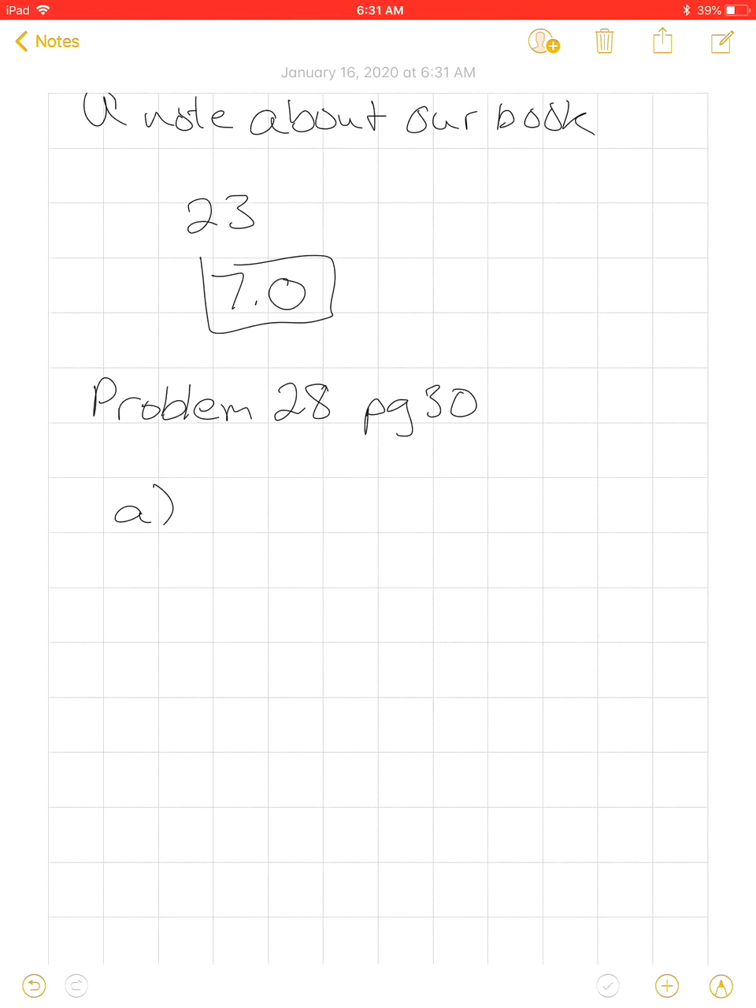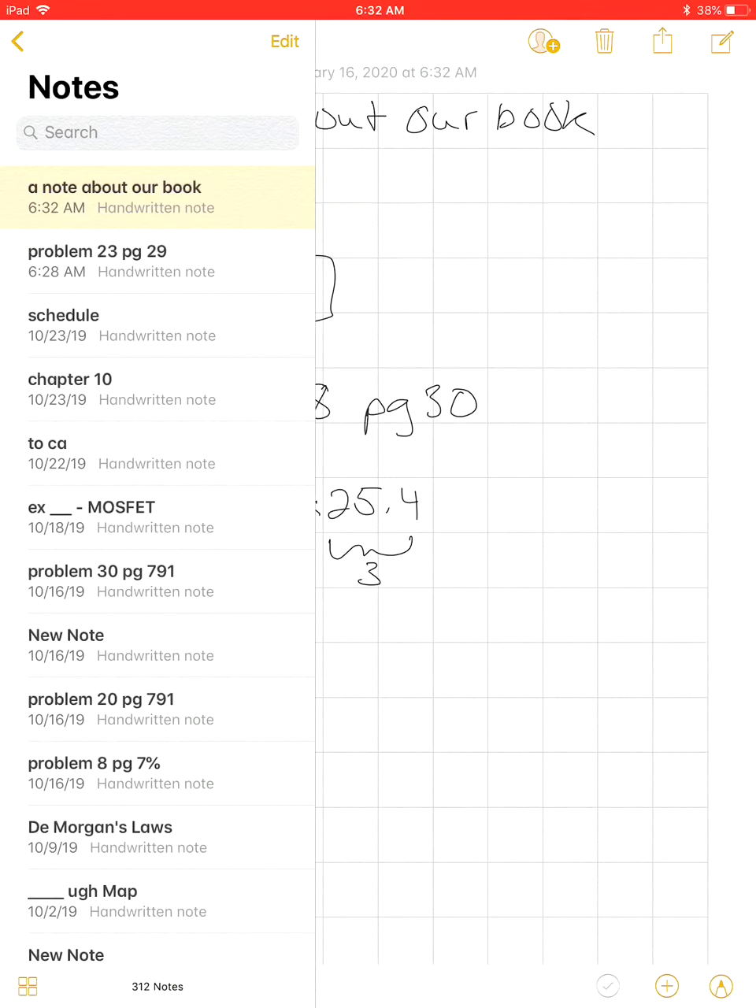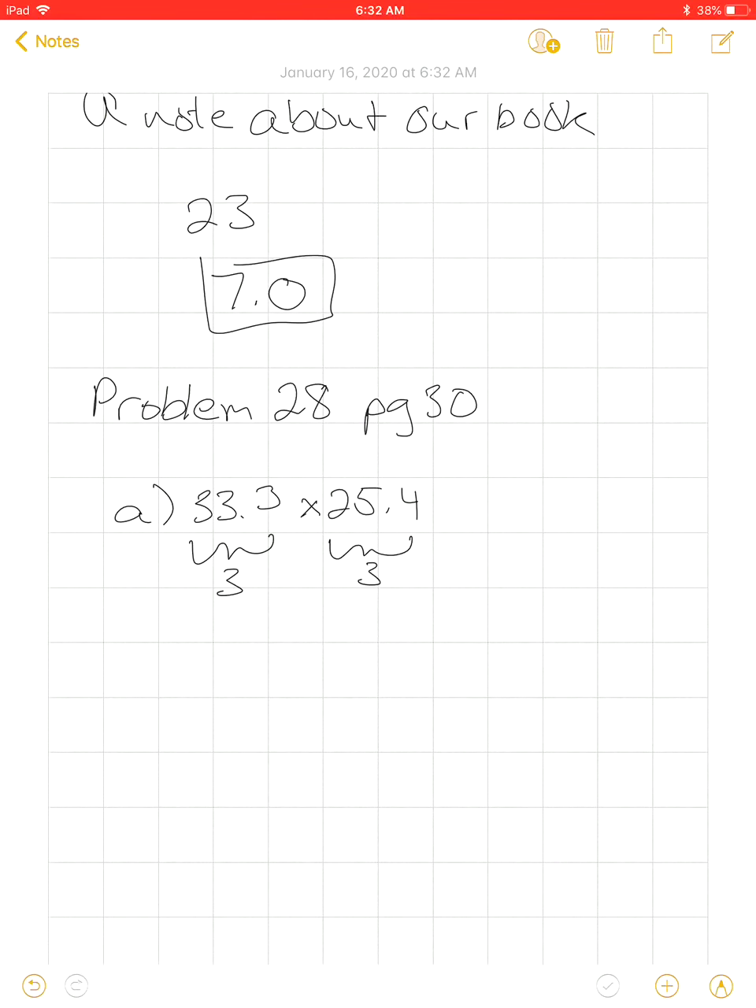So problem A is 33.3 times 25.4. So the rule with multiplication is use the least number of significant figures for multiplying and dividing. So this has 3 significant figures and this has 3 significant figures, so our answer should have 3 significant figures. If one of these numbers had 2 significant figures, then our answer would have 2 significant figures. So we always choose the smaller of the 2 numbers. In this case, it ends up being the same. Doesn't matter. Oops, sorry about that. But if they were different, we would always choose the smaller number.